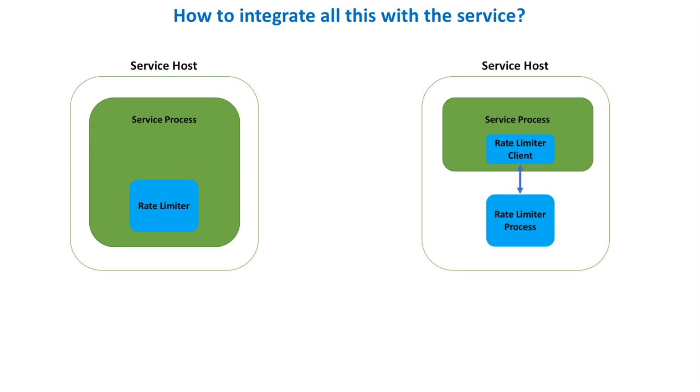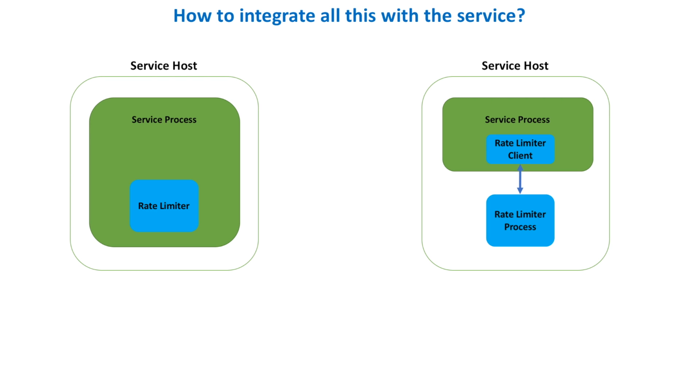In the first option, the rate limiter is distributed as a collection of classes, a library that should be integrated with the service code. In the second option, we have two libraries, the daemon itself and the client, that is responsible for inter-process communication between the service process and the daemon. The client is integrated with the service code.